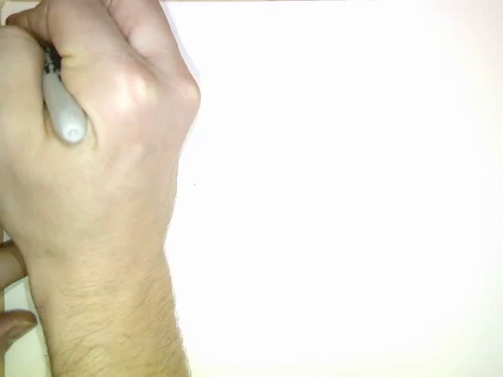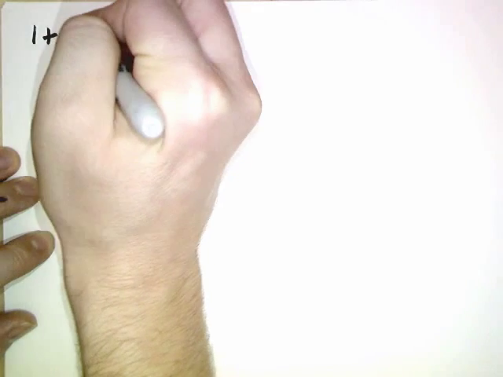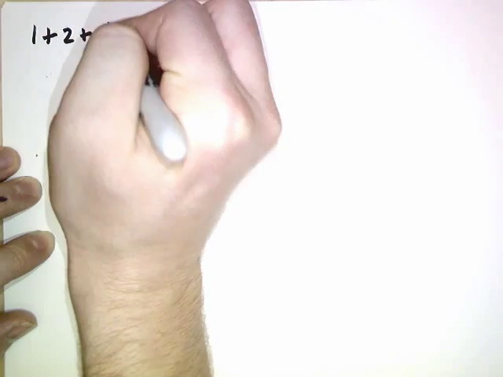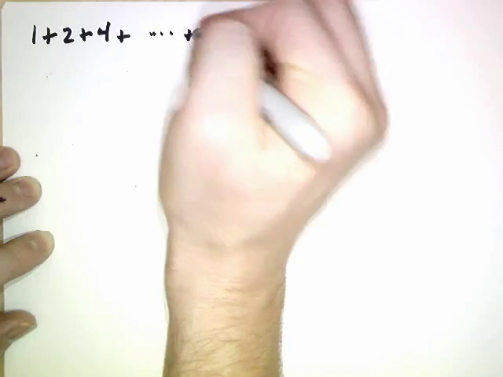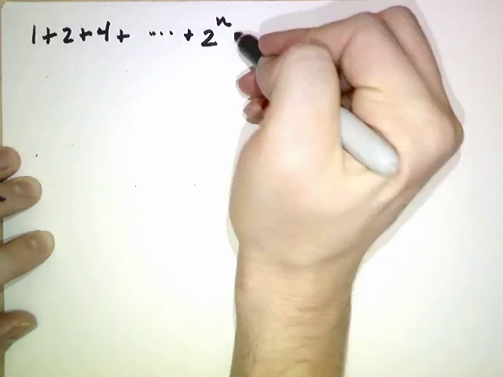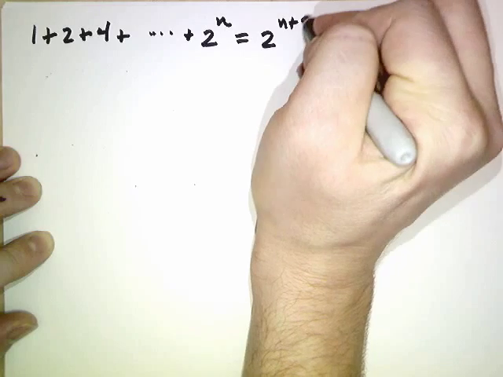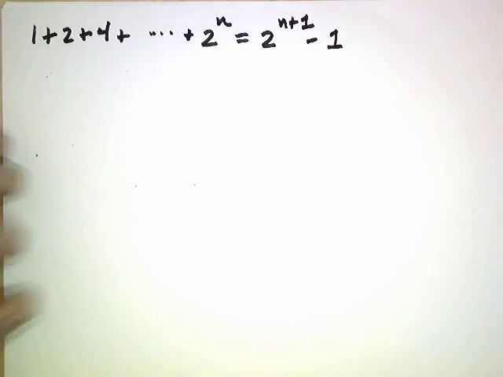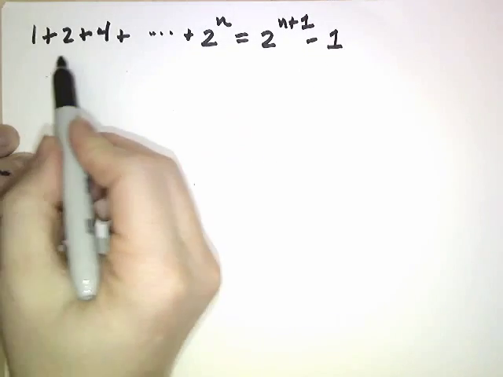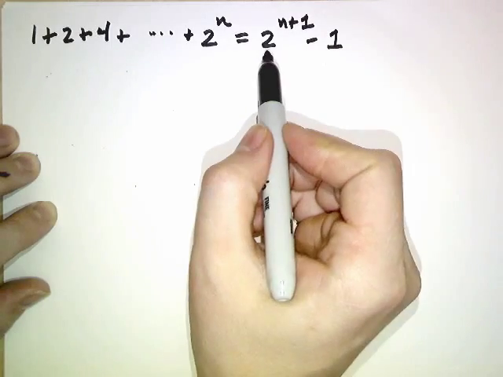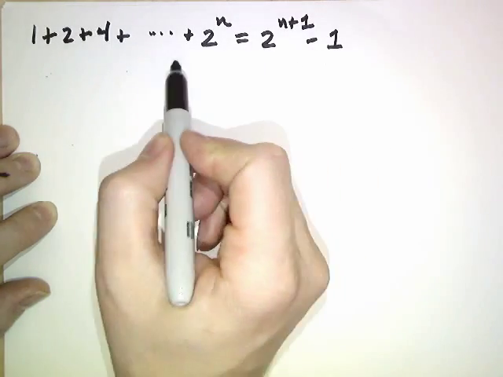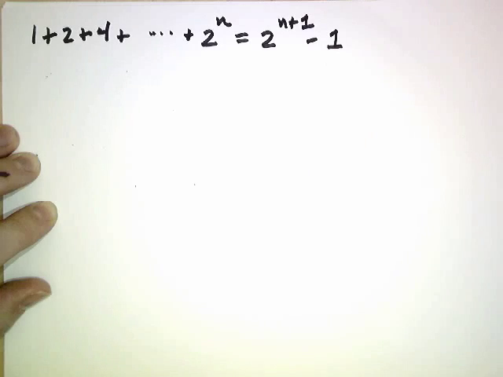Let's do another example of a proof by induction. Let's say we'd like to prove that 1 + 2 + 4 + ... + 2^n is equal to 2^(n+1) - 1. So as we add up more powers of 2, we're claiming that this identity holds.